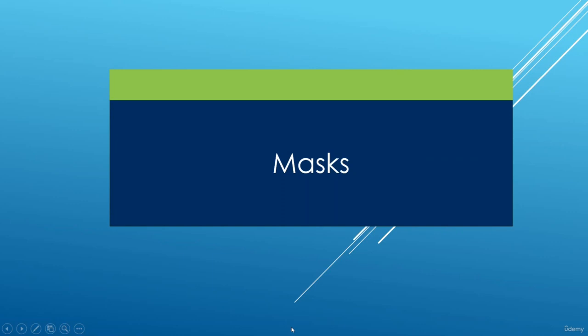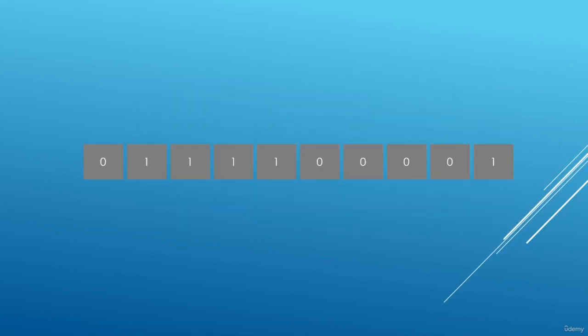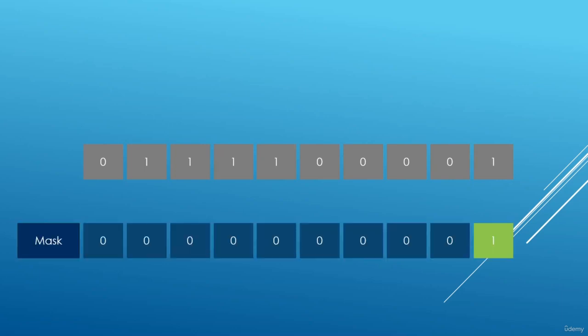In this lecture, we're going to learn about masks. Masks are a way we can highlight or shadow bits in a byte. Here we have what we can consider as a byte, and if we want to highlight the bit in position 0 here, we can do it like this.